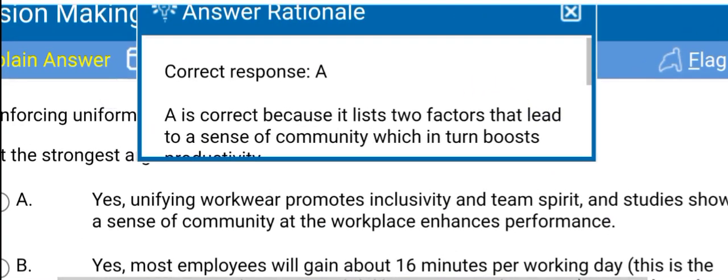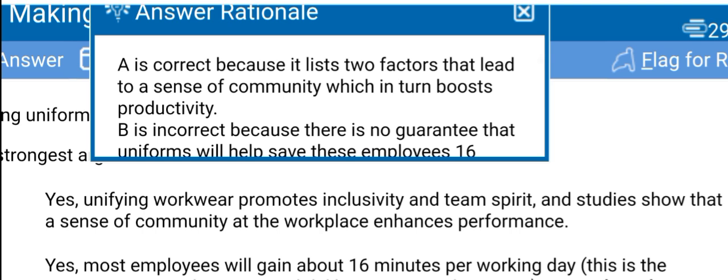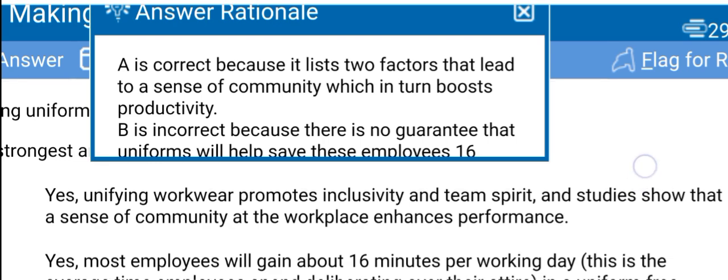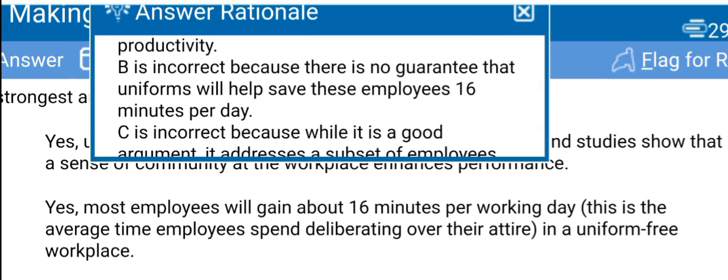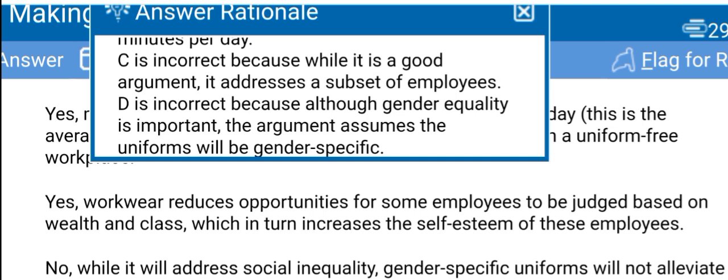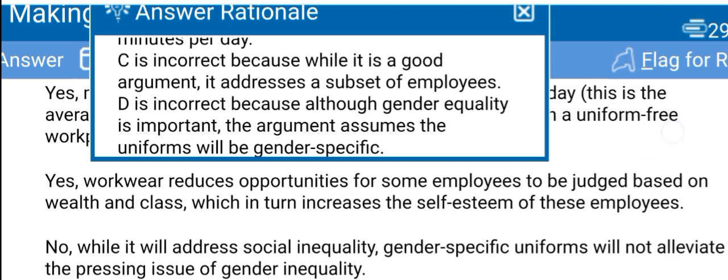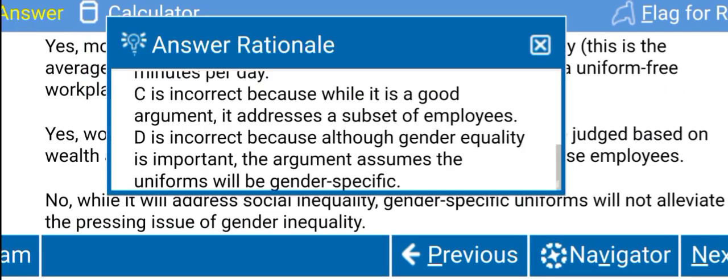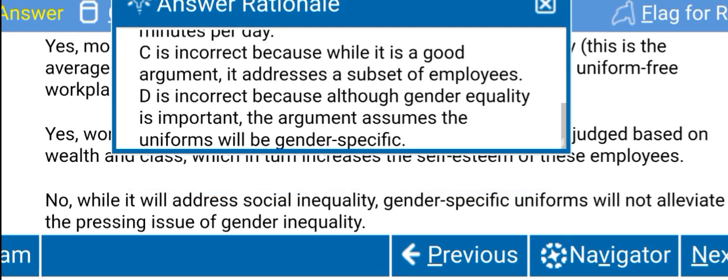So option A is correct because it lists two factors that lead to a sense of community, which in turn boosts productivity. Option B is incorrect because there is no guarantee that uniforms will help save these employees 16 minutes per day. Option C is incorrect because while it is a good argument, it addresses a subset of employees. D is incorrect because although gender equality is important, the argument assumes the uniforms will be gender specific.